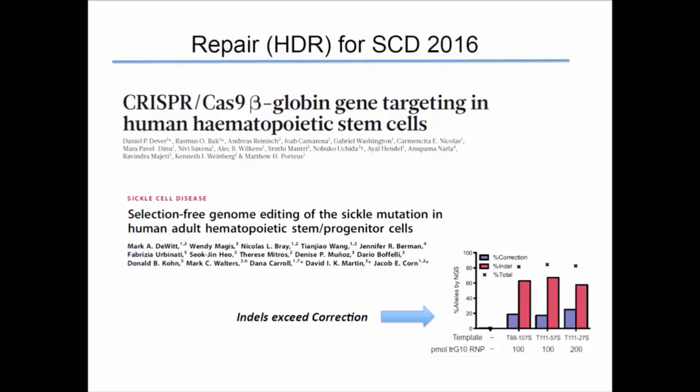And the question, I think, put before those who have to make the decision about when this moves forward clinically is how much off-target, that is non-repair, can you tolerate if this is going to go forward as a therapy?